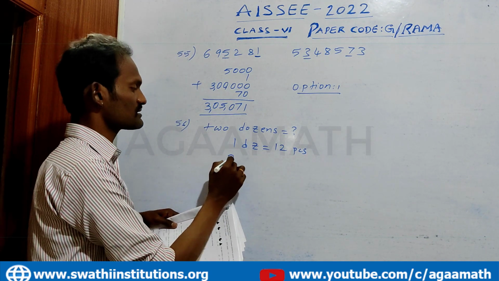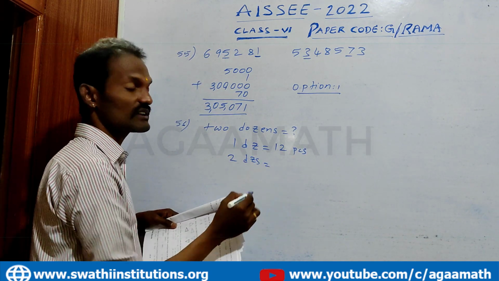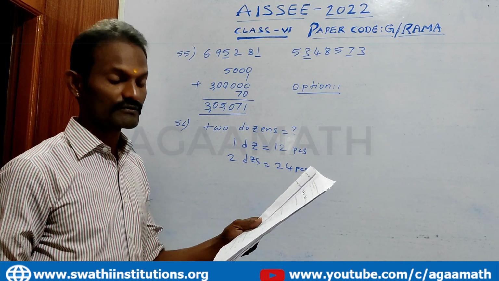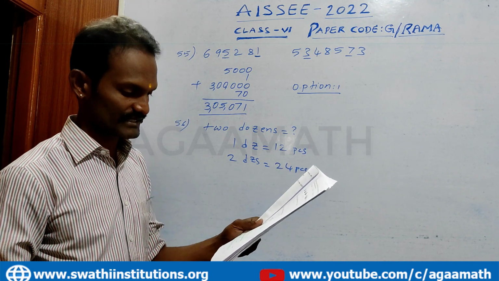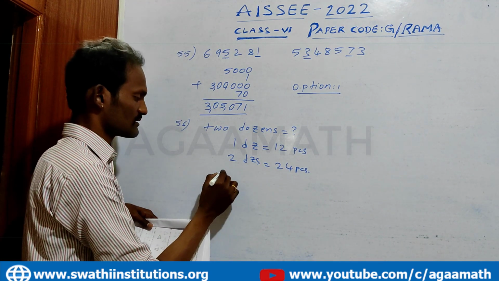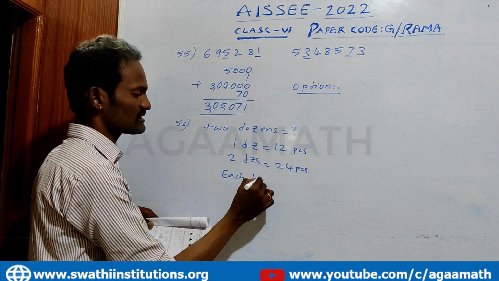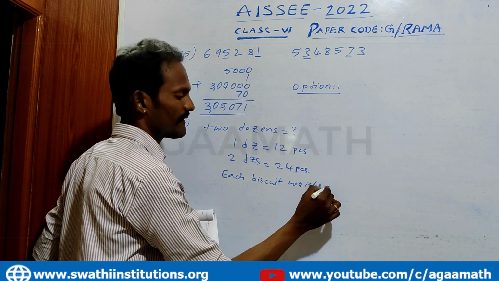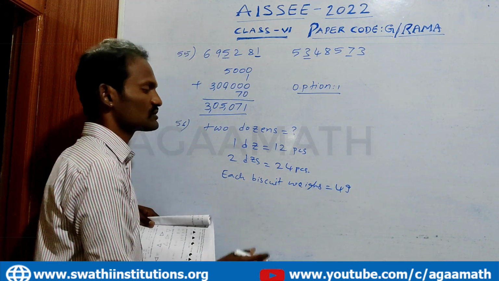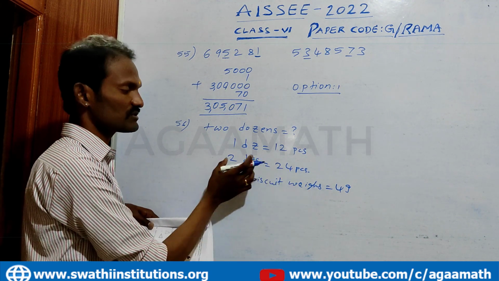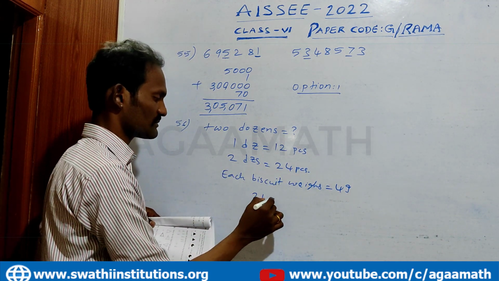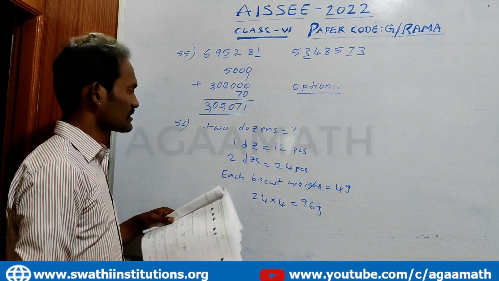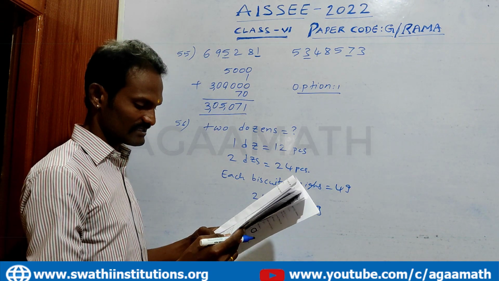So here 2 dozens means it would become 24 pieces. So the question is again, what is the weight of 2 dozen biscuit? If each biscuit weighs 4 grams, so the weight of each biscuit equals 4 grams. So what is the weight of 24 pieces, means 2 dozens? It means 24 times 4, which equals 96 grams. So that is for 56, the option is 4.